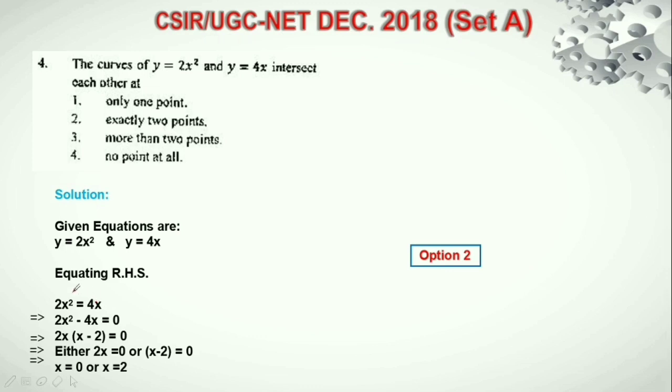We shift 4x to the left hand side, so 2x square minus 4x equal to 0, and we take 2x as common, so we will get 2x into x minus 2 equal to 0, which means either 2x should be equal to 0 or x minus 2 should be equal to 0. From this we will get either x equal to 0 or x equal to 2. So as it is clear that these two curves intersect at 2 points, our answer will be option 2.